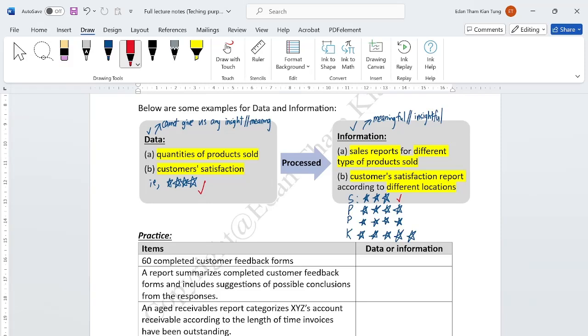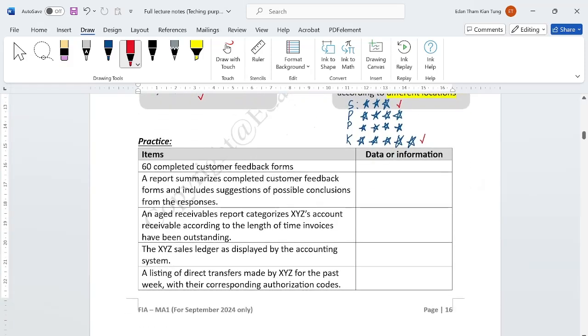All right, you guys get it? Know how to differentiate between data and information. All right, good. So guys, below we have 5 items here. I give you guys 3 minutes to write down whether it is data or information. All right, 3 minutes, and I will discuss in a short while.